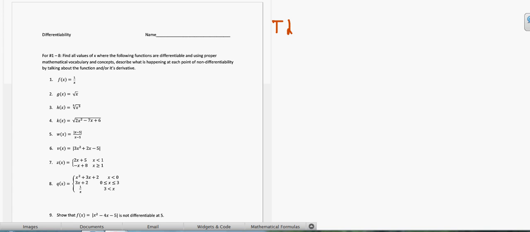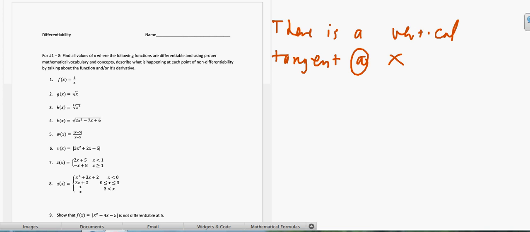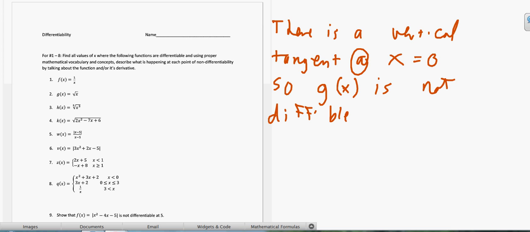There is a vertical tangent. And it's a vertical tangent because the slope, the derivative, is headed towards infinity. And if you recall from Algebra 1, there's a vertical tangent at x equals 0. So g of x is not differentiable at 0. That's why it's not differentiable at 0.